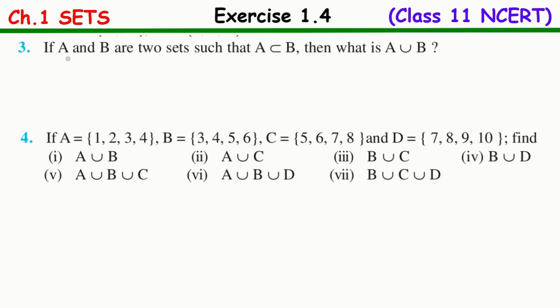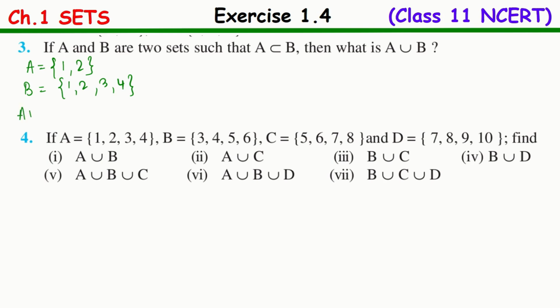Question 3 is, if A and B are two sets such that A is a subset of B, then what is A union B? So let us solve this using an example. Let us consider A, which contains, suppose, 1 and 2. And we consider B, which is 1, 2, 3 and 4.